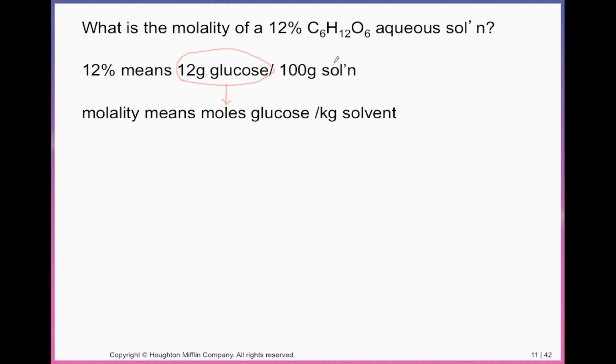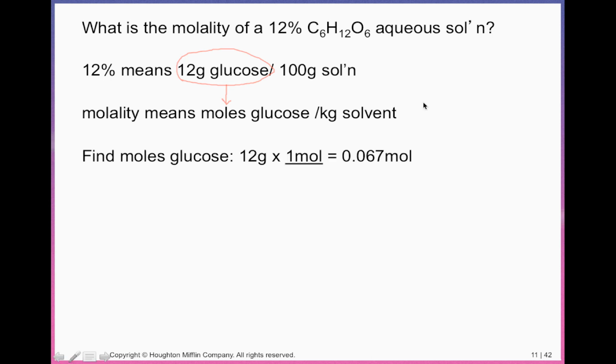But I have 100 grams of solution, and this isn't solution, it's solvent. So I'm going to have to find my grams of solvent and then convert it to kilograms. So to find the moles of glucose, I take my 12 grams and divide it by 180, which is the molar mass, and I get that many moles. So I'm all set there.